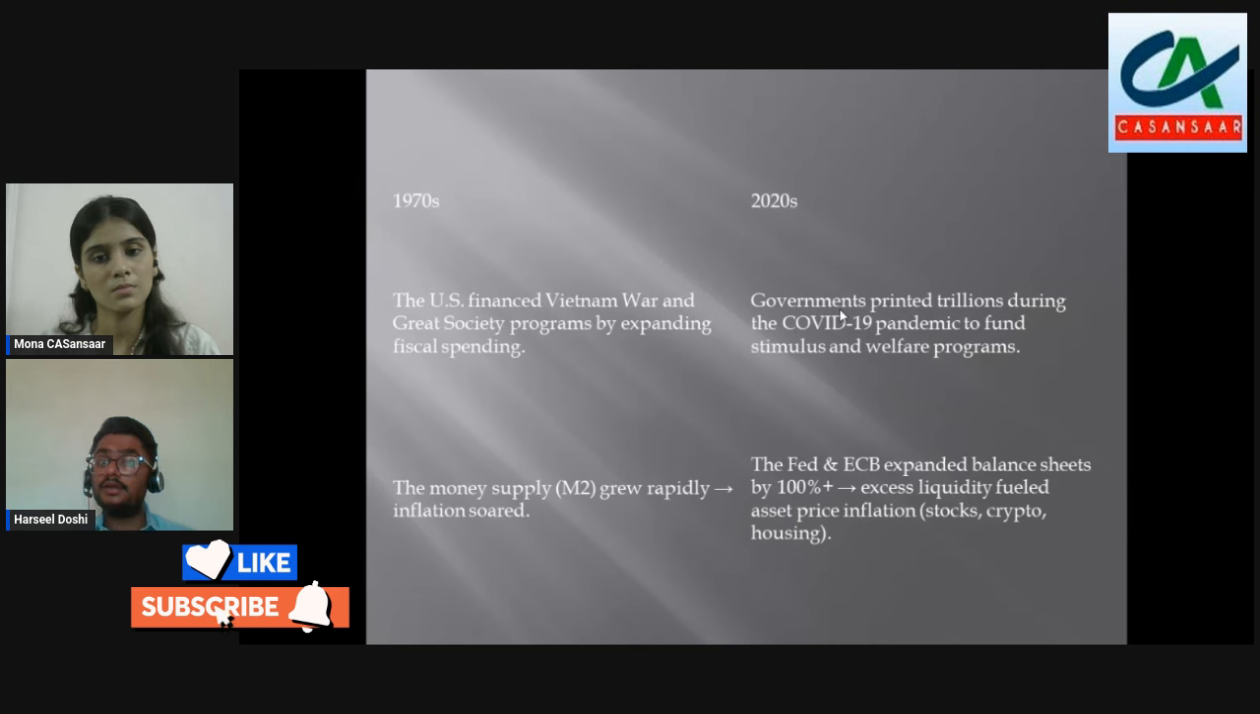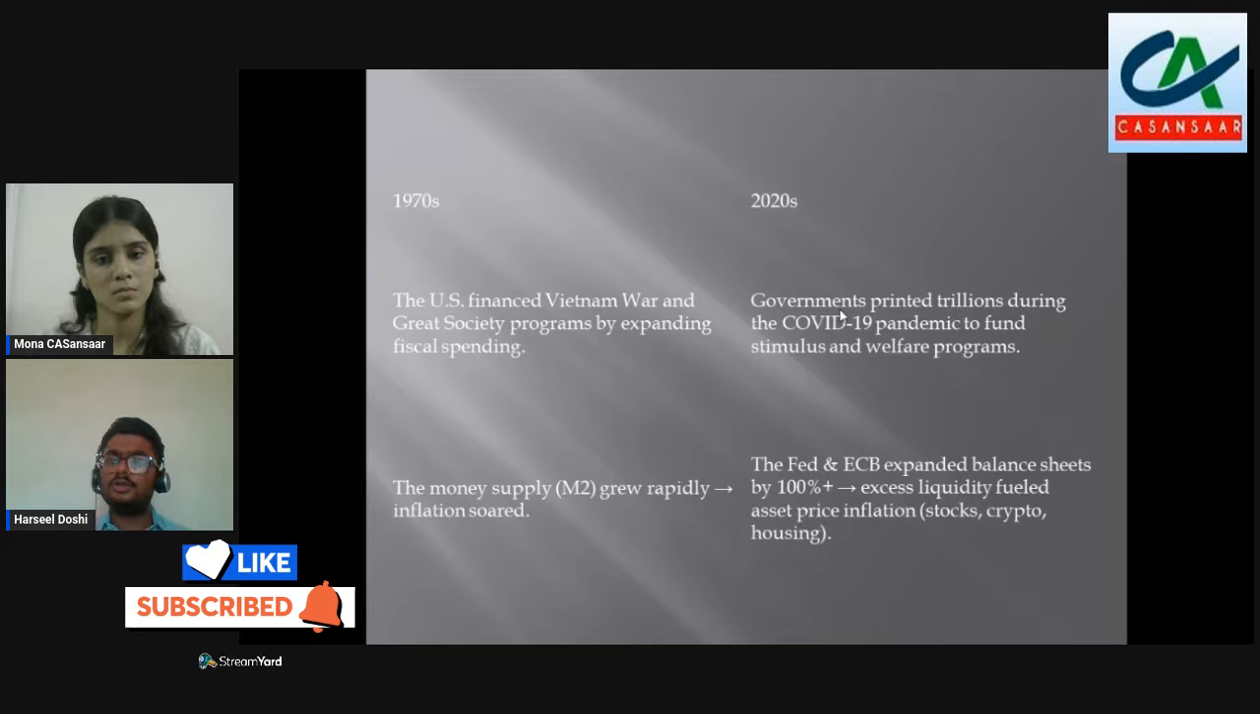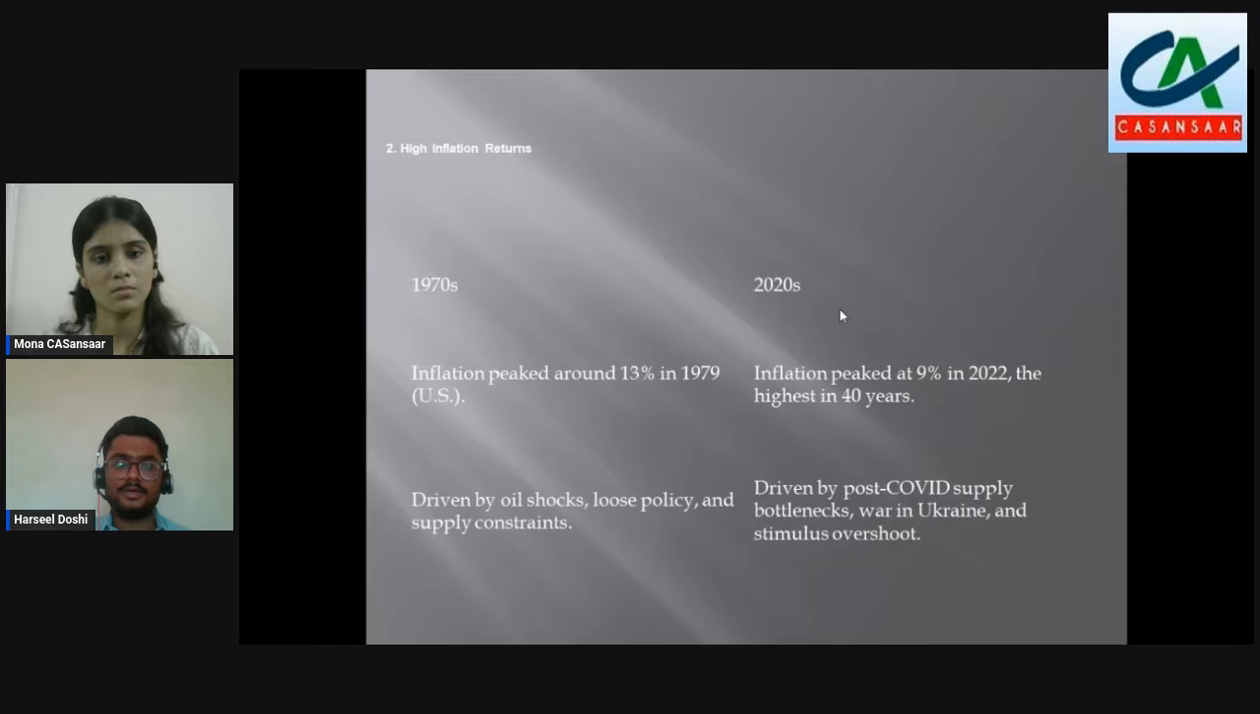The Federal Reserve and European central banks both expanded their balance sheets by 100% in 2020, and due to this massive liquidity coming into the markets, all the stocks, cryptos, and all the asset classes rose very rapidly.